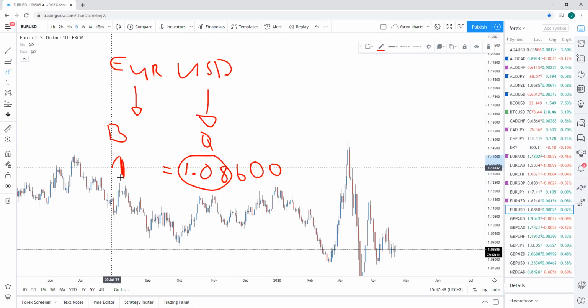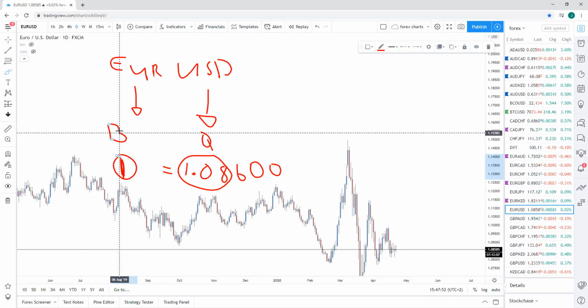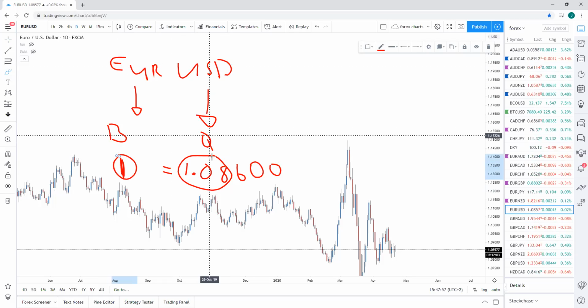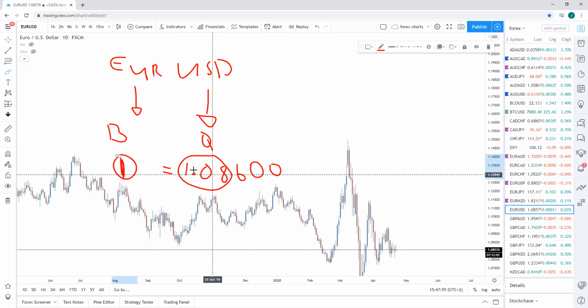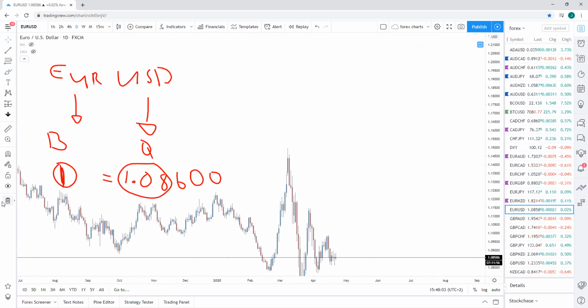$1.08 for 1 euro. So the base is always the first one. It's the base, it's going to be 1, and the USD in this case is the quote, because it's the second of the pair. And this is the amount that you're going to pay. So let's make it simple and let's delete all this and see.